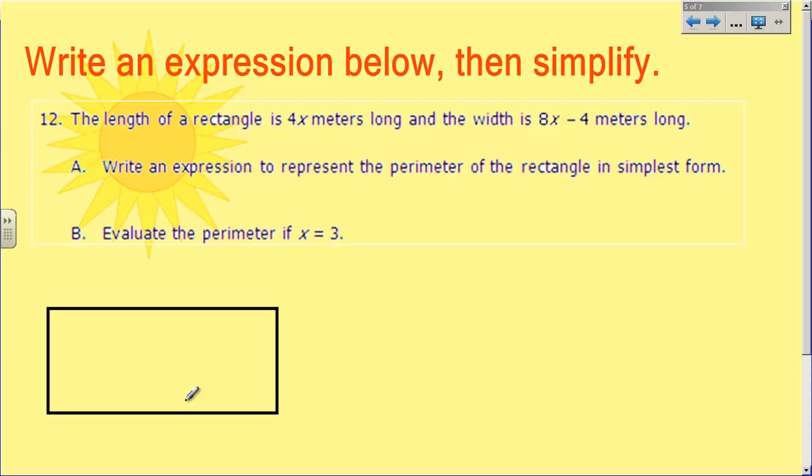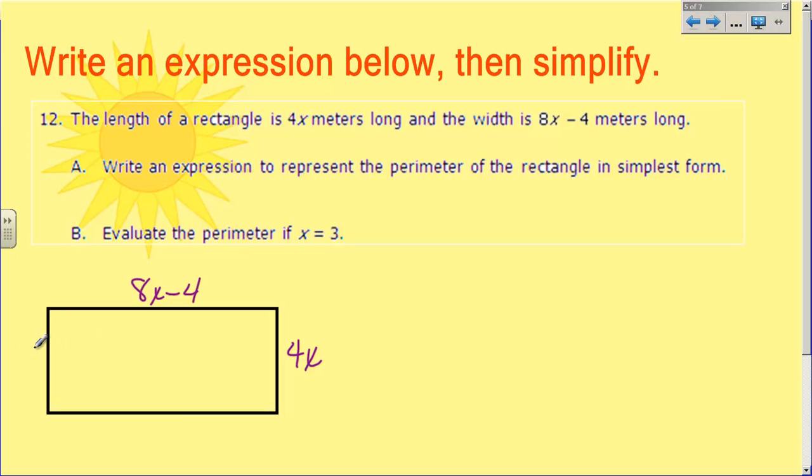So let's do a couple of word problems really quick. I told you yesterday that the perimeter problems were really important. You're going to see them a lot. So number 12, the length of a rectangle is 4x meters long. And the width is 8x minus 4 meters long. The first thing you're asked to do is write an expression to represent the perimeter.